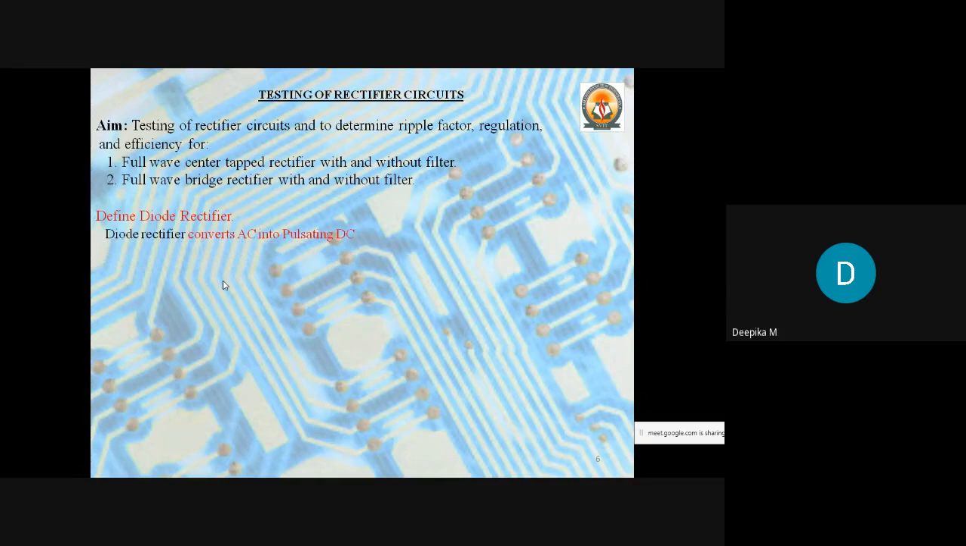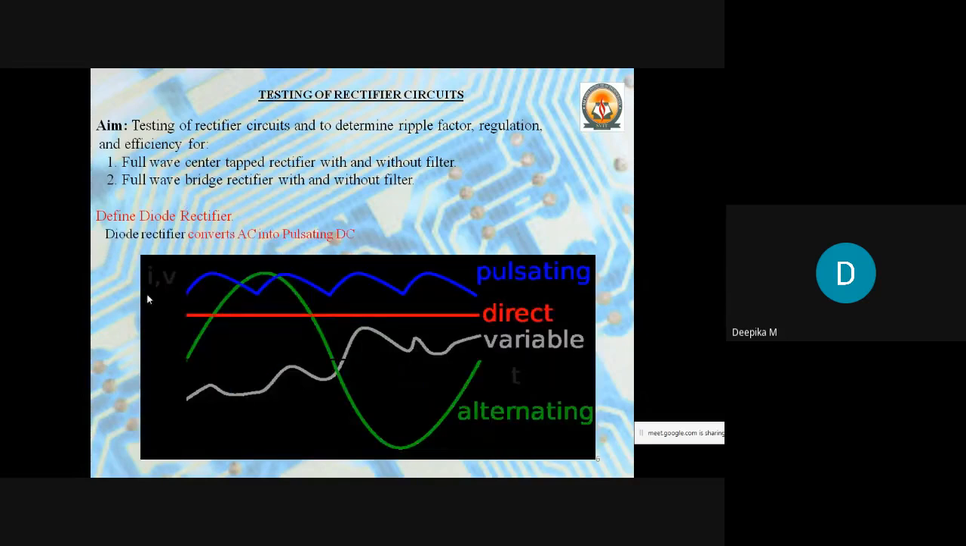And the definition of the diode rectifier: a diode rectifier converts AC into pulsating DC. So you can see here, if this is my input signal, that is the alternating signal, the expected output is in this form, that is a direct waveform, a straight line. However, this ideal condition can't be reached.